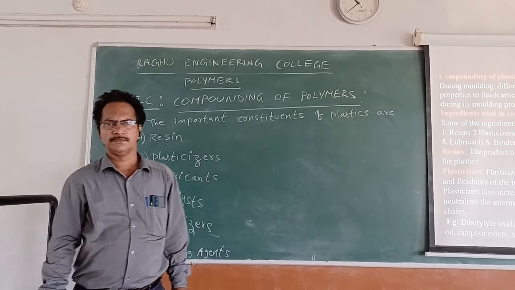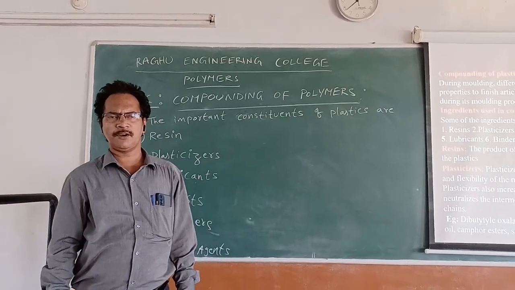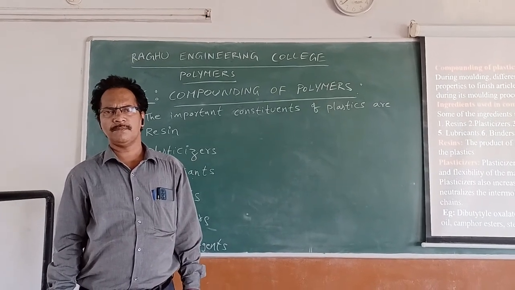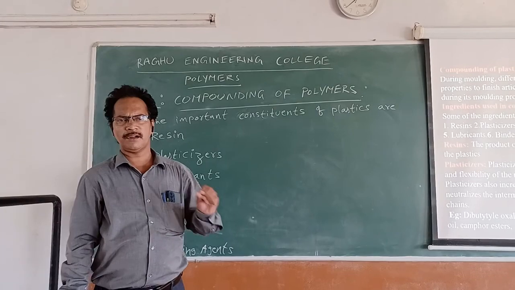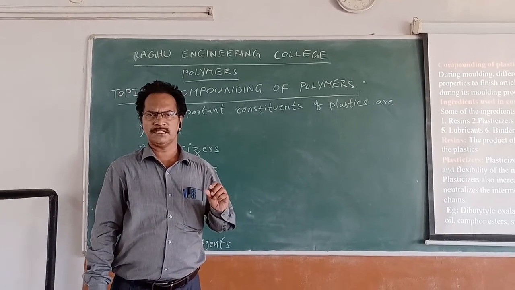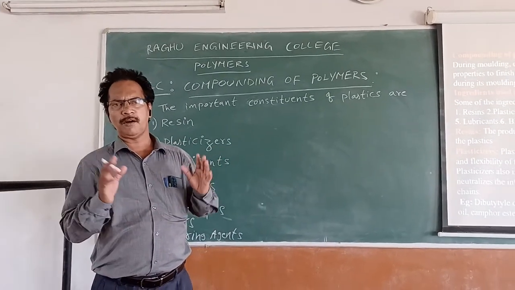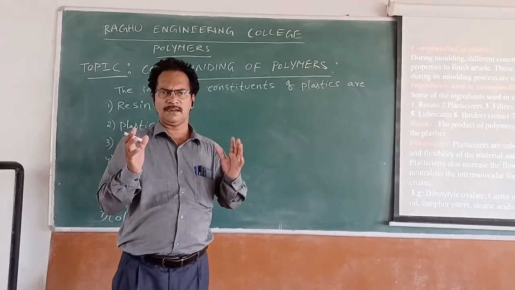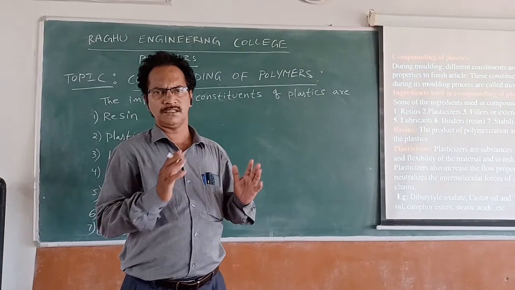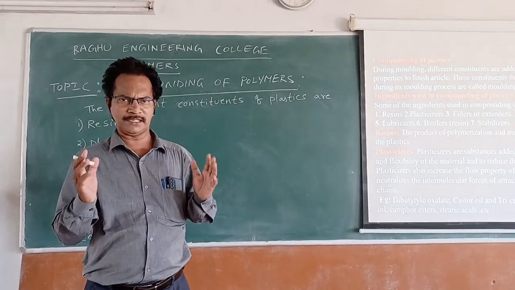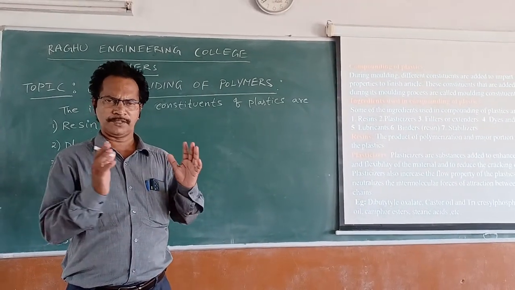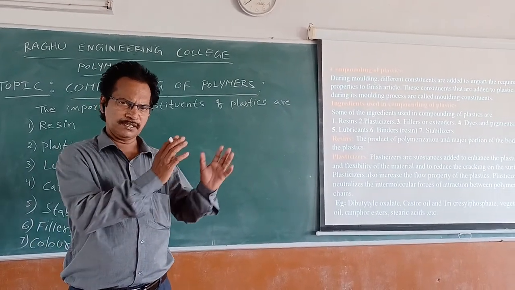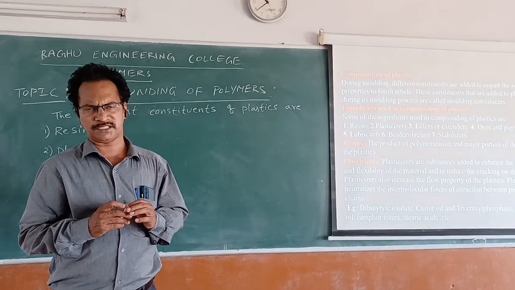Good morning. Today we are going to discuss an important topic in polymers, that is compounding of plastics. What is meant by compounding? Compounding is nothing but the mixing of seven or more ingredients along with the resin. So we have to mix 7 or 8 constituents along with the resin. The mixing of the constituents into the resin is called compounding of plastics.